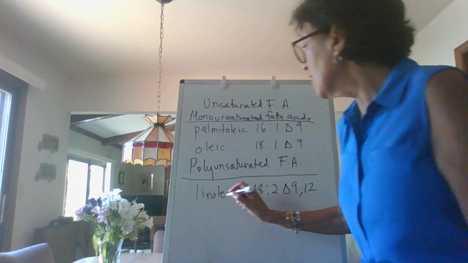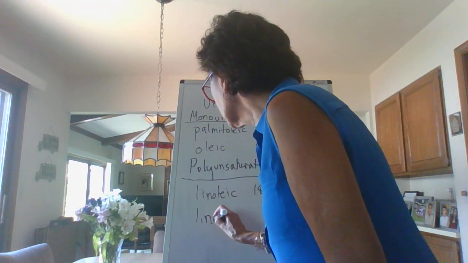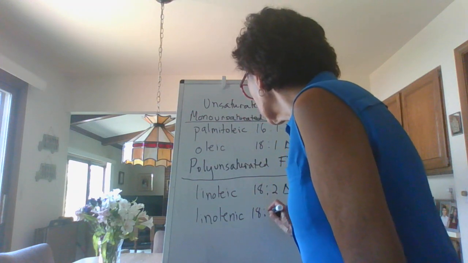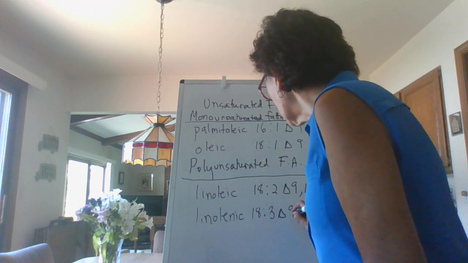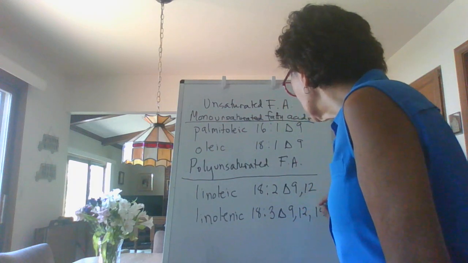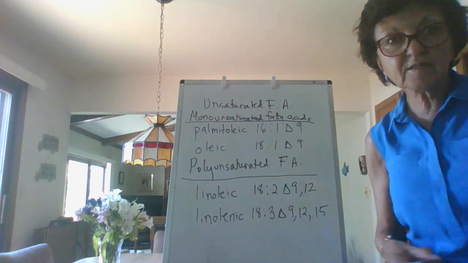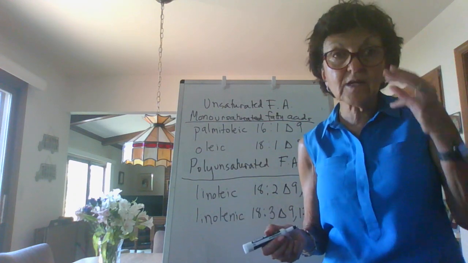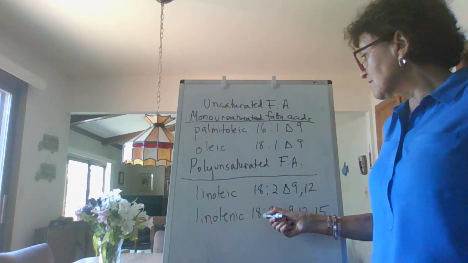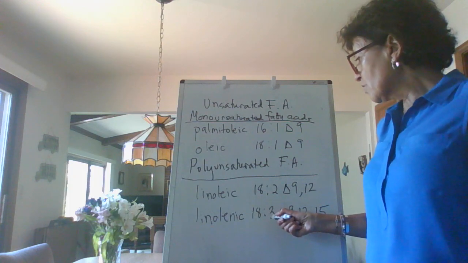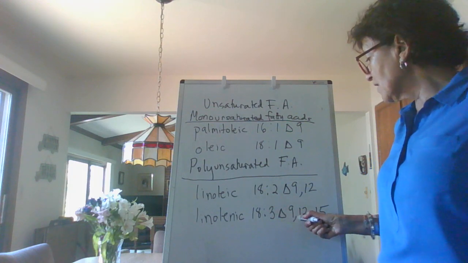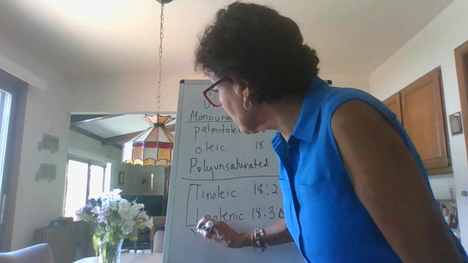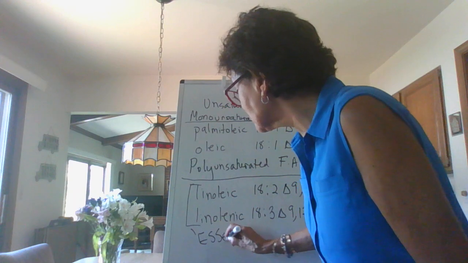Okay? Linoleic. Linolenic acid is 18:3 delta 9, 12, and 15. So again, a polyunsaturated fatty acid, it has more than one double bond. It has, in fact, 3 double bonds. Linolenic acid is at 18 carbons, 3 double bonds at carbons 9, 12, and 15. These two guys are called the essential fatty acids.